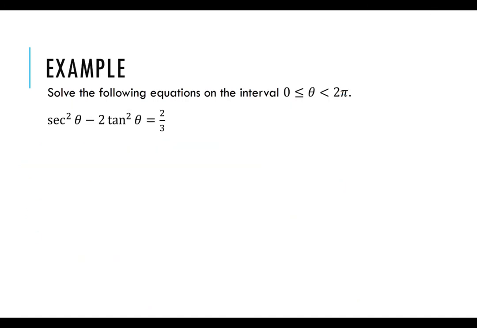Let's do another one that requires an identity. So here we have secant squared of theta minus 2 tangent squared of theta is equal to 2/3.